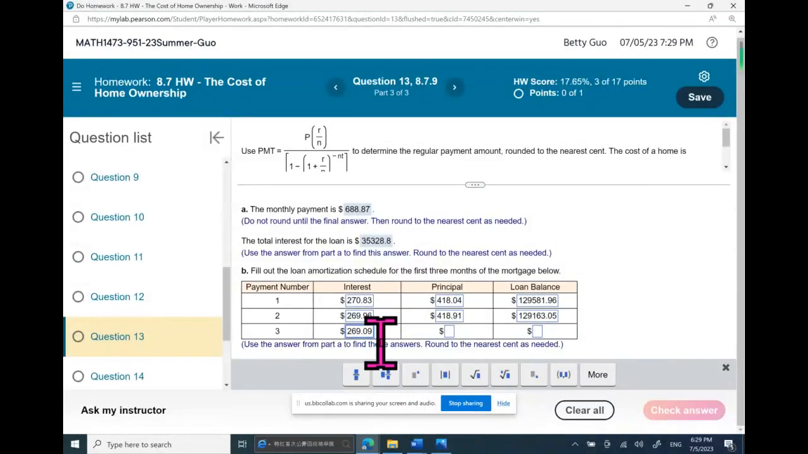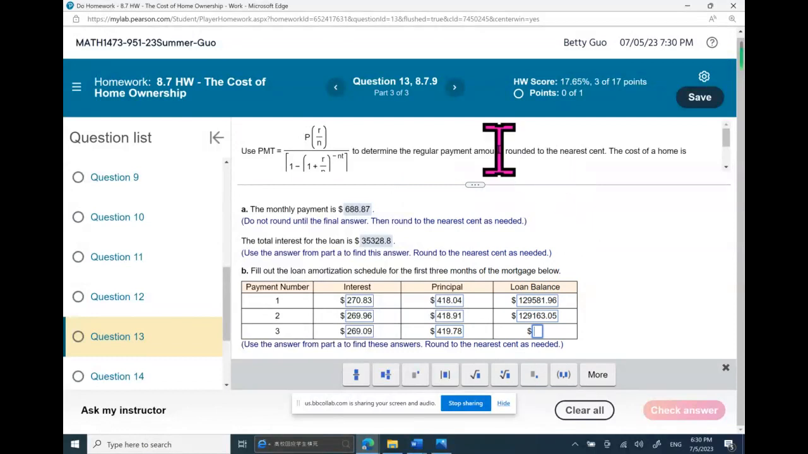When you see the interest going down, that means it's probably correct. I mean, not seeing that is a sign of a possible mistake. So for the principal, we are going to use the monthly payment, 688.87, minus the interest for the third month, 269.09, and the difference is 419.78. That's the principal for the third month, right?